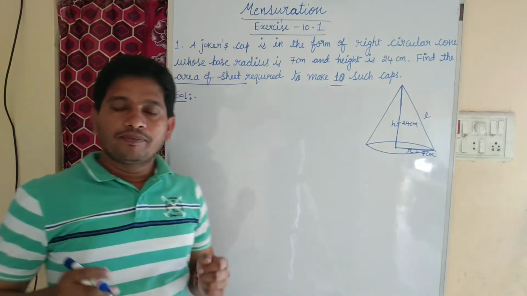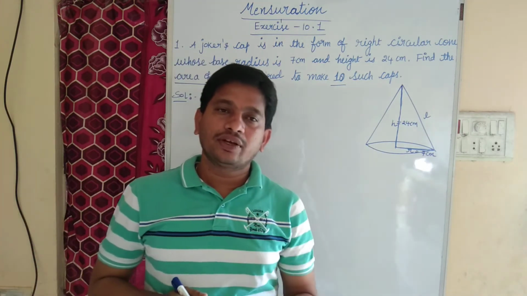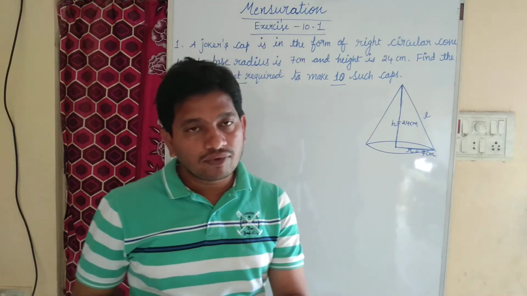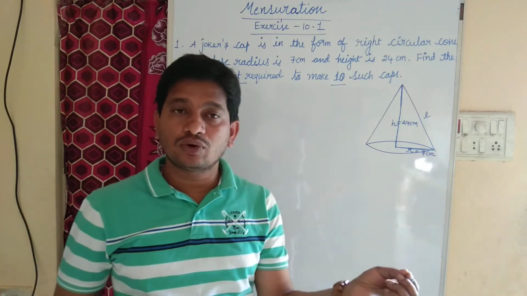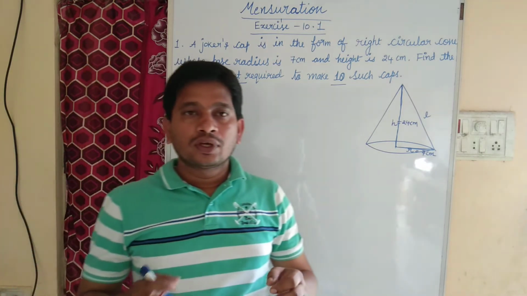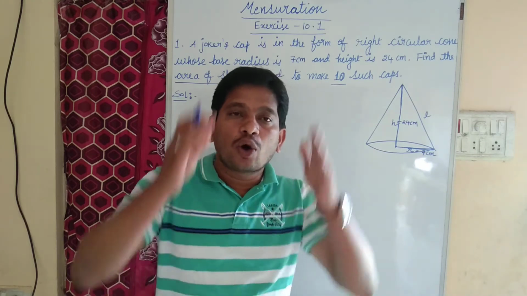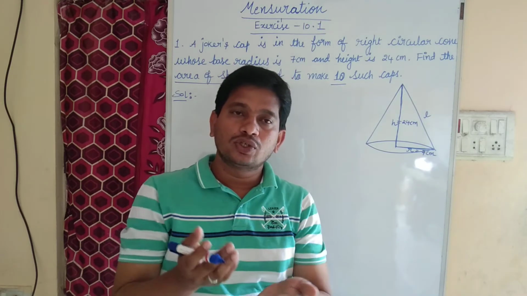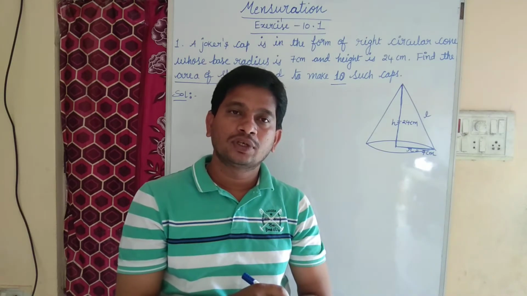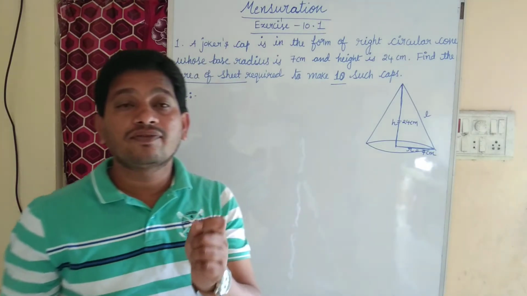Actually, the joker cap is in the shape of a cone. So here you may get a doubt that we need to find the lateral surface area of the cone or the total surface area of the cone. Children, the joker cap has its bottom face open, right? If it is not open, how can we put it on our head? So the joker cap's base is open, I mean we don't have a bottom face. If we don't have a bottom face, then of course we have to find the lateral surface area of the cone.